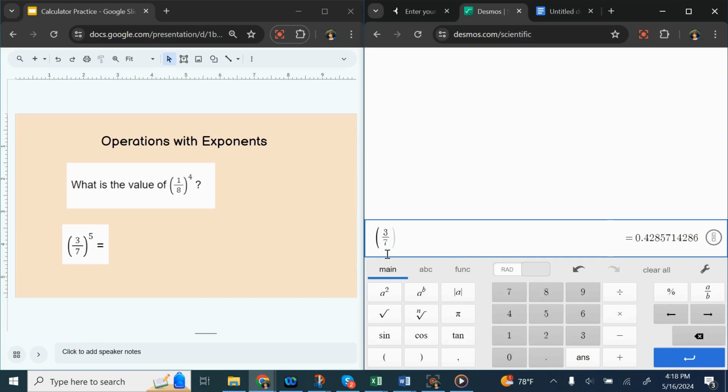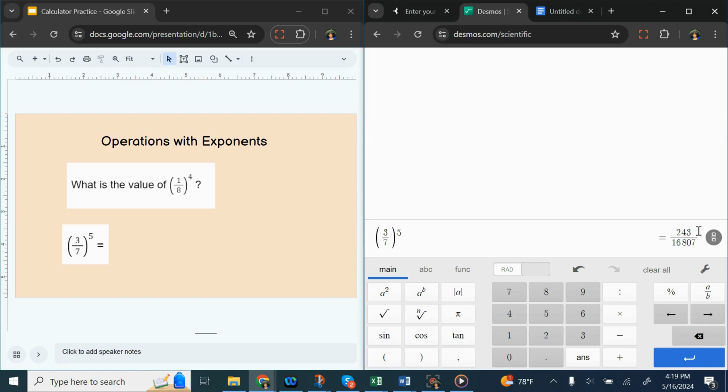And the exponent is a number that's not a 2. Remember, if it was a 2, I can hit this button. But since it's 5, I'm going to hit a raised to b, this button here. And then I'm going to type in the number 5. And then I get this as my answer as a decimal. And if I want it as a fraction, I'm going to click this button to convert it to a fraction. And that is my answer expressed as a fraction.